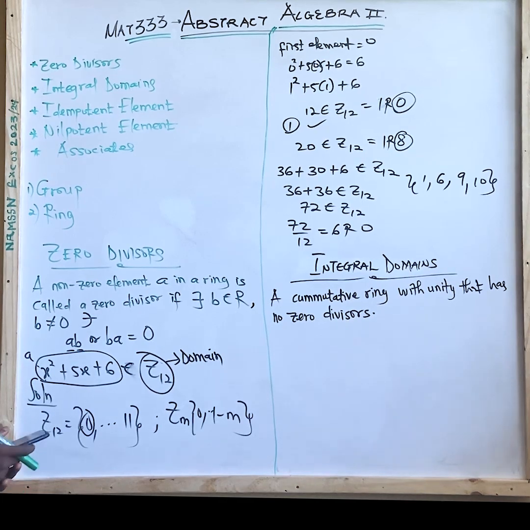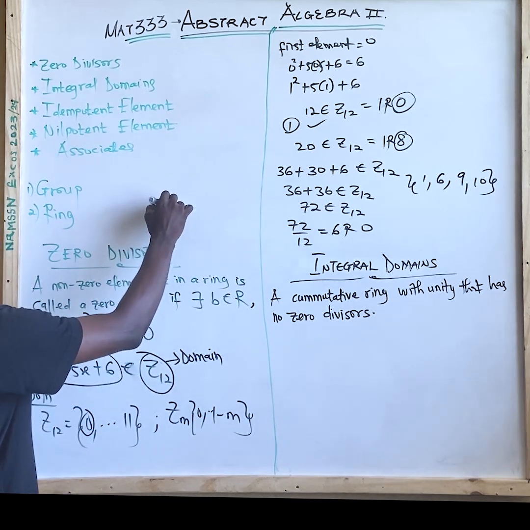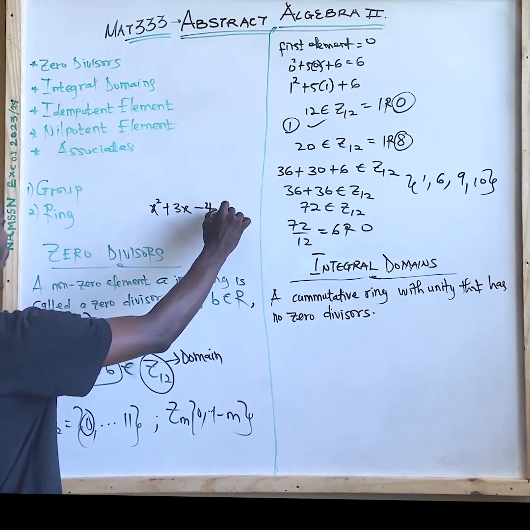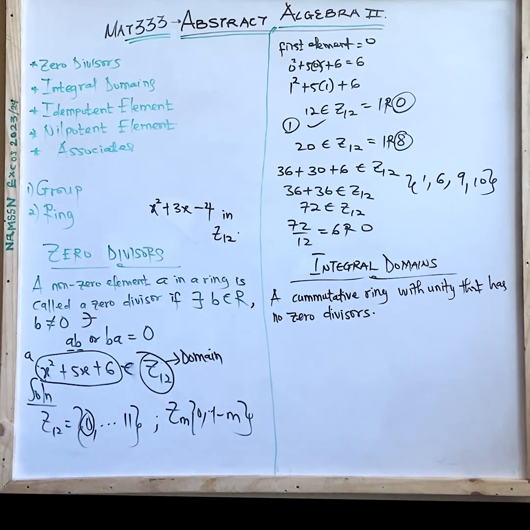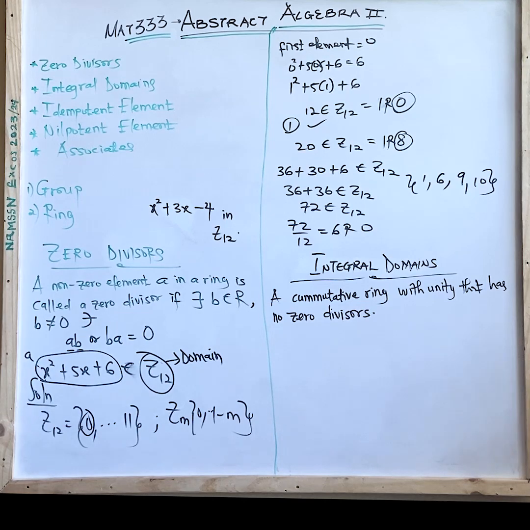Okay, before I move down to idempotent, I have a question we can all put our hands on under zero divisors. So let's try this: x squared plus 3x minus 4 in Z12. You show me the zero divisors in this particular example or classwork exercise that I gave you.